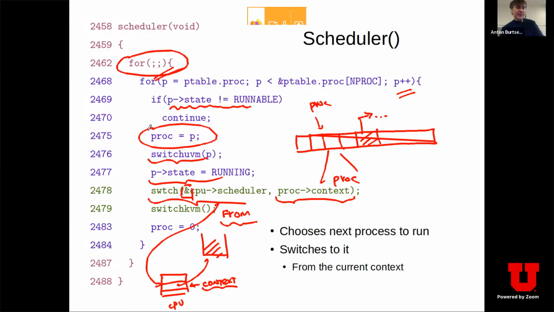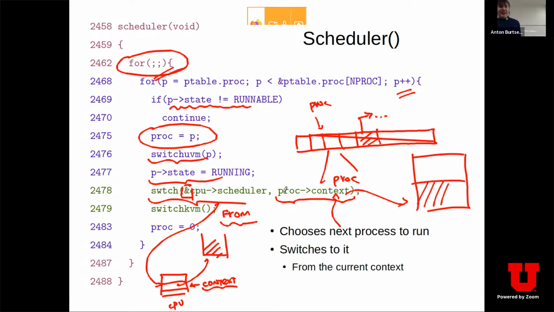So we picked it here. At some point in the past, remember, we saved something, so we know that this context pointer will be pointing to the top of some stack. And so if we invoke the switch function, that switch function will switch to that stack, and not surprisingly, it will start returning on that stack, right?